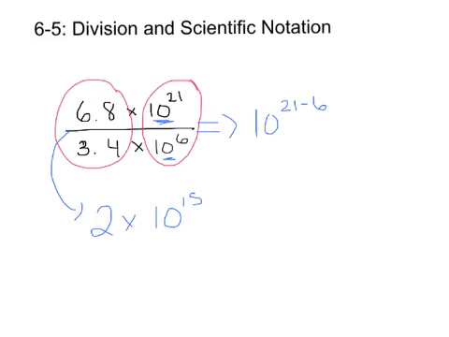So this is going to be a pretty simple process with scientific notation. What I'm going to do is divide the first two numbers by each other, and then I'm going to keep the 10, and then I'm going to subtract the exponents. Okay, so let's look at two other examples of things that could possibly happen while I'm working on this.